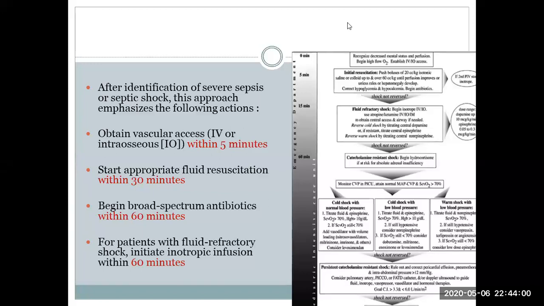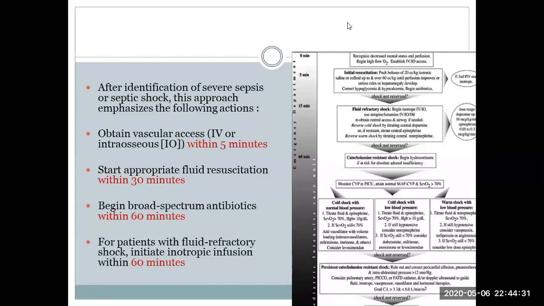Start appropriate fluid resuscitation within 30 minutes. We are talking about a patient who is identified as being in sepsis. Delay of fluid resuscitation will carry higher mortalities. A broad spectrum antibiotic should be given within 60 minutes of the time of recognition or the time of arrival. Any delay after that will double the mortalities, or will carry the mortalities to a higher level.